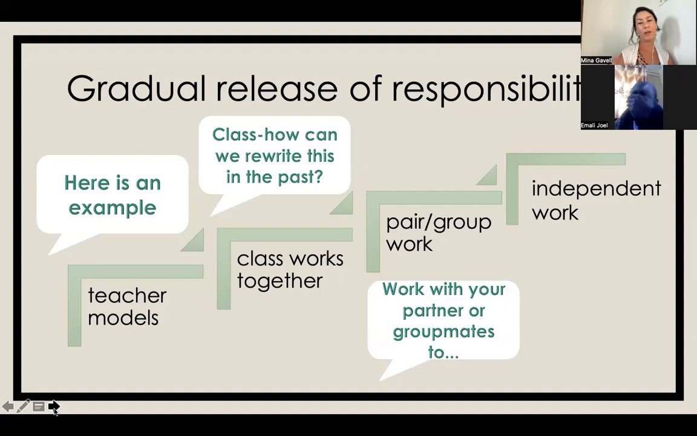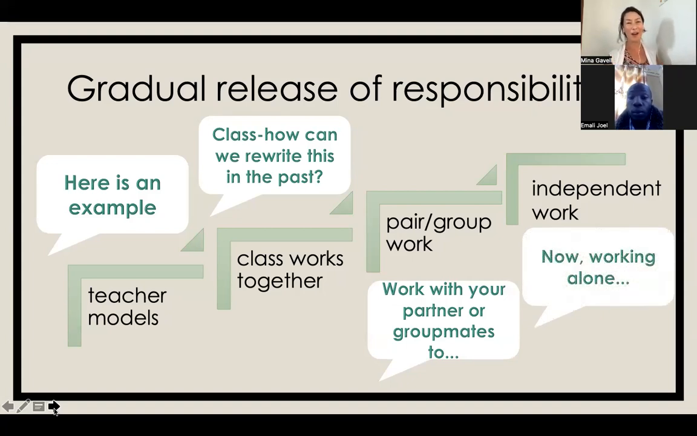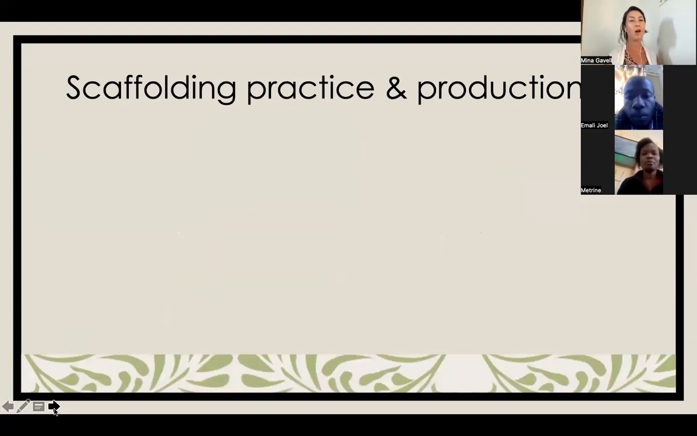Now the teacher is ready to turn it over to the students. Okay, work with your group or work with your partner. And then finally, students work alone, just like in a test. There's no group tests or pair work in tests. Ultimately, students need to be able to do the work alone, but we want to scaffold them up little by little. So we scaffold through the group work, class work, pair work, but we also scaffold in terms of what kinds of tasks, exercises, or activities we have students doing.